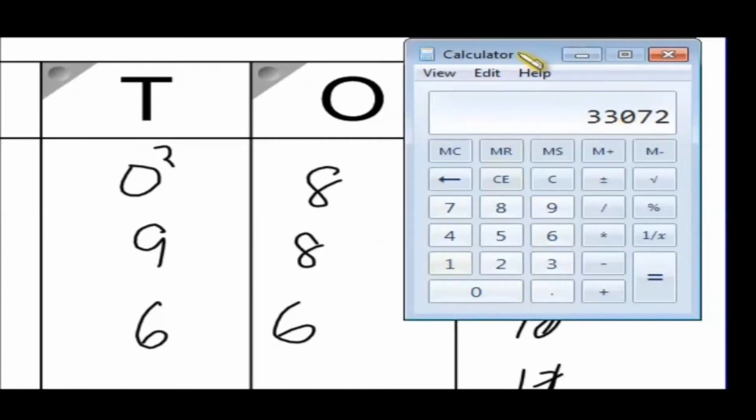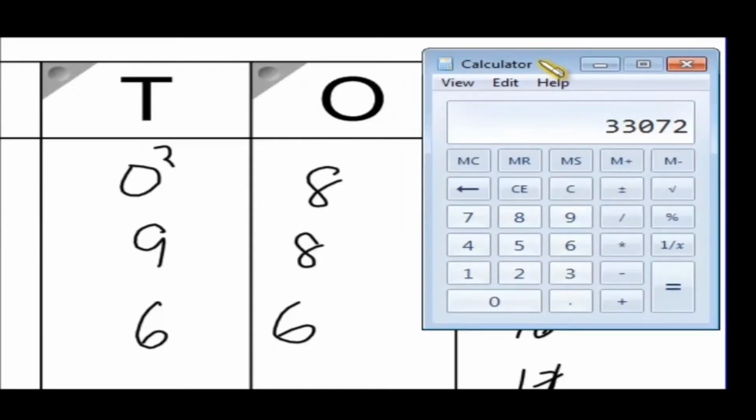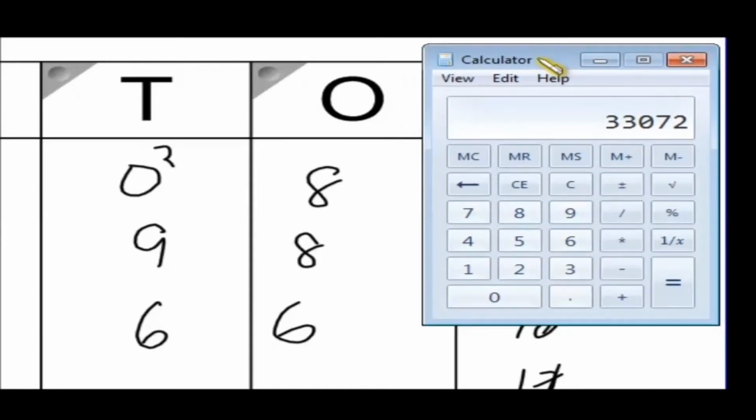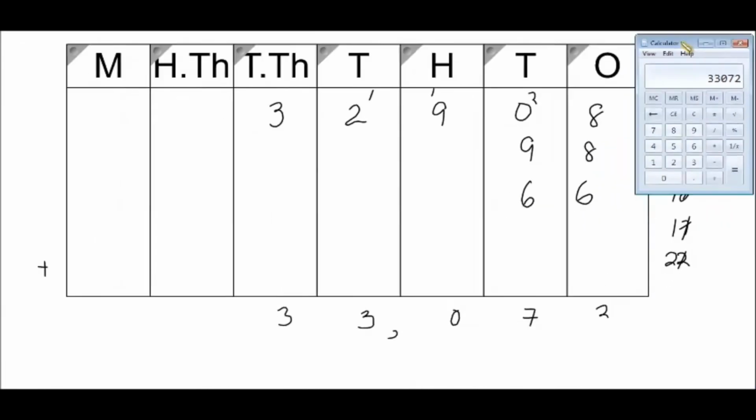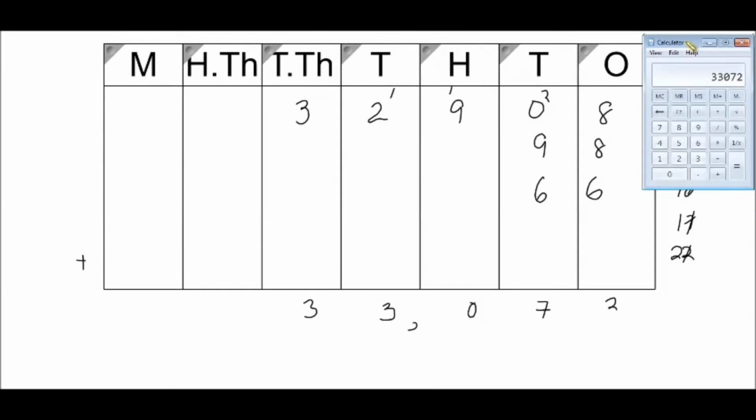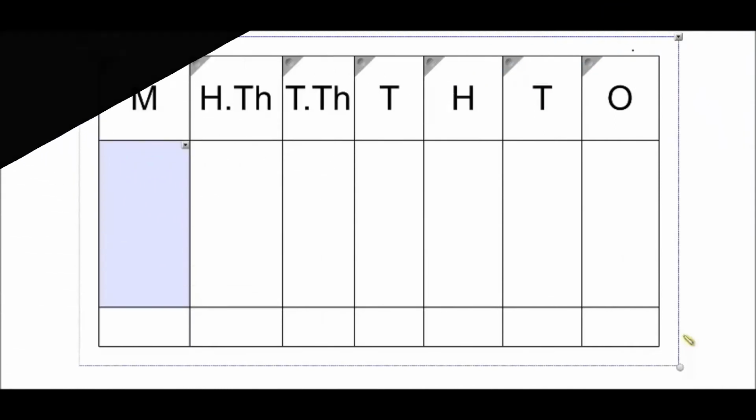It's also important that at this level you are able to use your calculator properly, because going forward in high school, calculator skills become very necessary. Let's look at question 2.